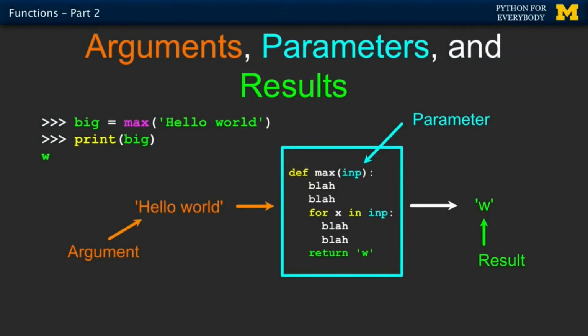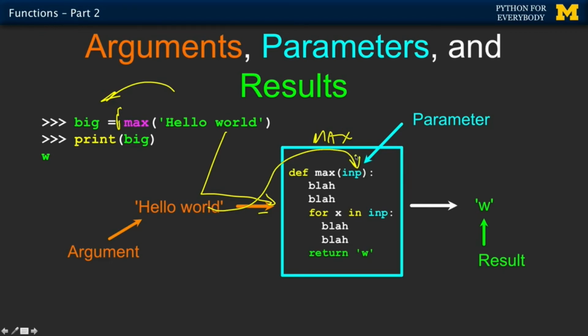Okay, so now what we're going to do is take a look again at that max function, but we're going to understand how the return works. This is really more about the return. So if we take a look at max, we're going to evaluate the right-hand side of this so we have something to send into big. So max hello world says take this parameter and send it into max. Here's the max function, right? And so hello world comes into max as some parameter.